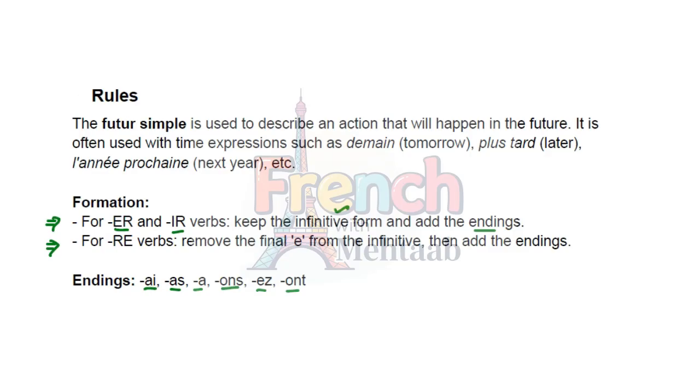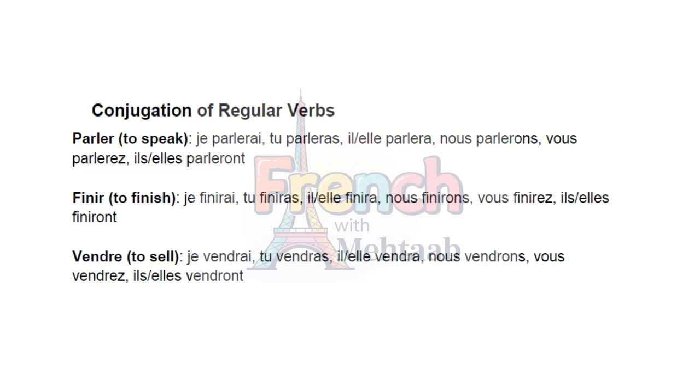Now we are going to take some examples, and then it will be clearer how to add the endings, how to keep er and ir ending verbs in the same form, and how to drop the e from the infinitive of re ending verbs. These are the conjugations. The first example is for an er ending verb, the second example is for an ir ending verb, and the third example is for a re ending verb.